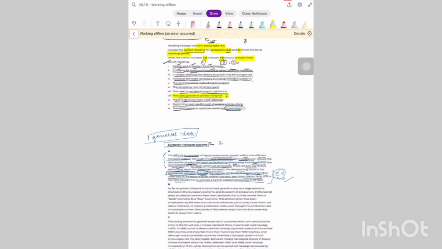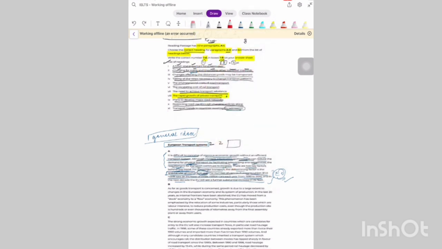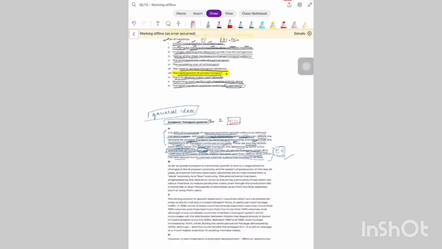The reason being other options were not appropriate for this paragraph. They were not the general idea that this para talked about. But this para talked about what? The spectacular growth in car use.